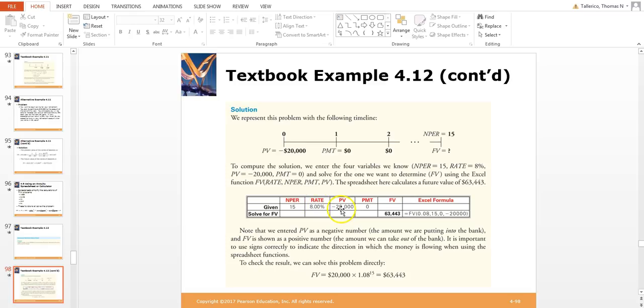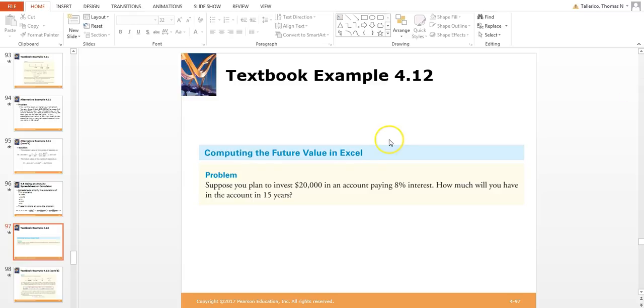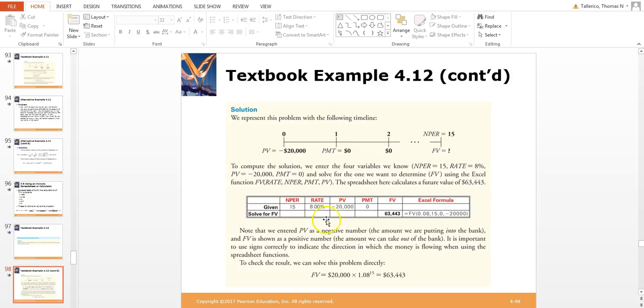Here's the number of periods. Here's the rate. And here's the present value. Now you'll notice this is not an annuity. Okay? Notice it says that you plan to invest $20,000 in an account, and it's a one-time payment. So you notice in present value they put minus 20,000 and nothing in payment. So it's 15 years, 8%, and minus 20,000, and you'll end up with $63,443.